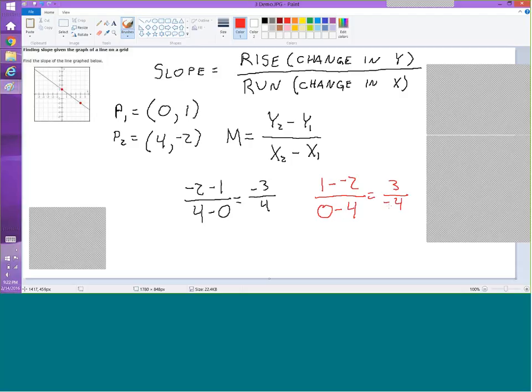It doesn't matter if the negative's on the top or bottom. Either way, you still have a negative fraction. The negative up top is more useful when you're plotting the slope. So does anybody have any questions about that?